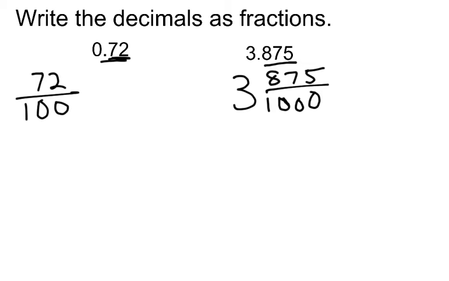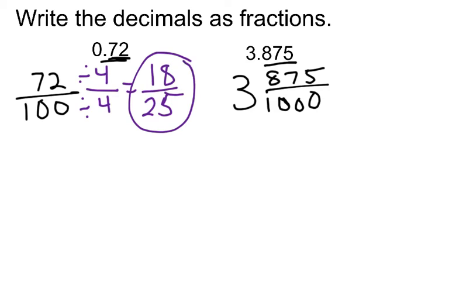Now I have fractions, but I need to make sure that they're in simplest form. So 72 over 100, you probably notice that 72 and 100 are both at least divisible by 2. You might notice that 72 is divisible by 8, but 100 isn't. So that means that, of course, 72 is divisible by 4, and 100 is divisible by 4. So that can help me reduce the fractions. So 72 divided by 4 is 18, and 100 divided by 4 is 25. So my fraction is 18/25 in simplest form.